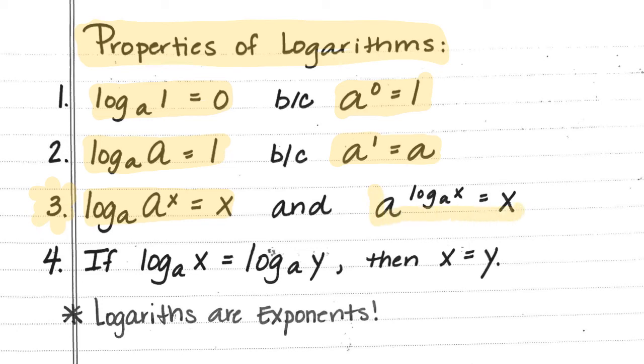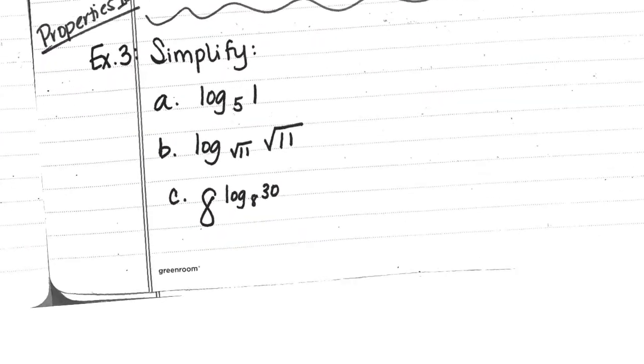A to the log base a of x is also equal to x. So notice that this kind of all cancels out. Sorry, my dog's barking. Another one that I see a lot is if log base a of x is equal to log base a of y, then x equals y. We will use this a lot, so we won't struggle with this. Let's put some of those properties to use.